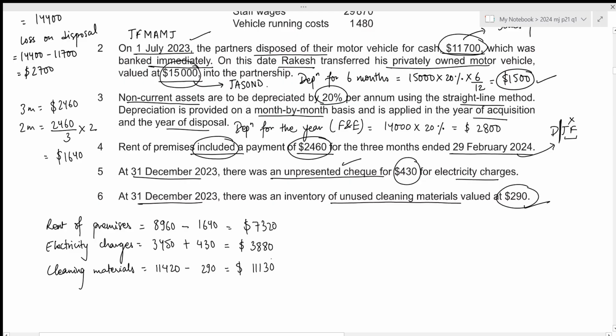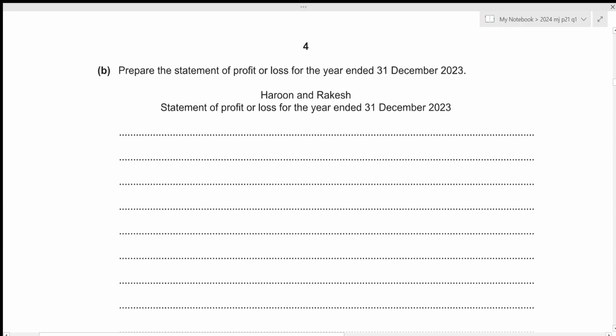Alright, that is all for the given information. Let's take a look at the question. We now need to prepare the statement of profit or loss for the year ended 31st December 2023. Okay, so we can always start with our revenue. But in this case, since this is a service providing business, there will be no cost of sales.